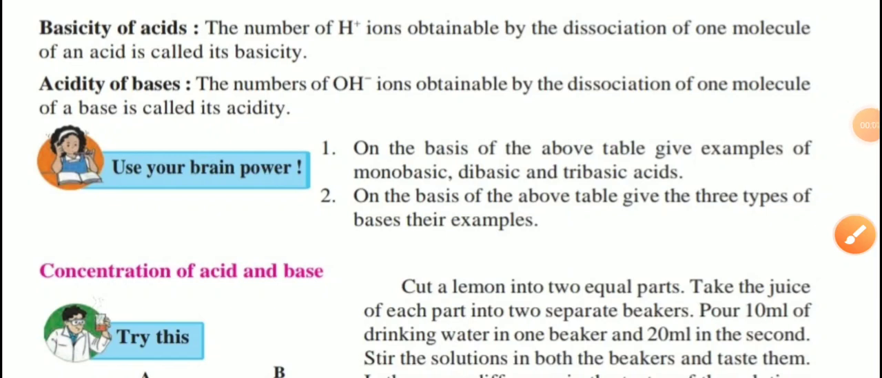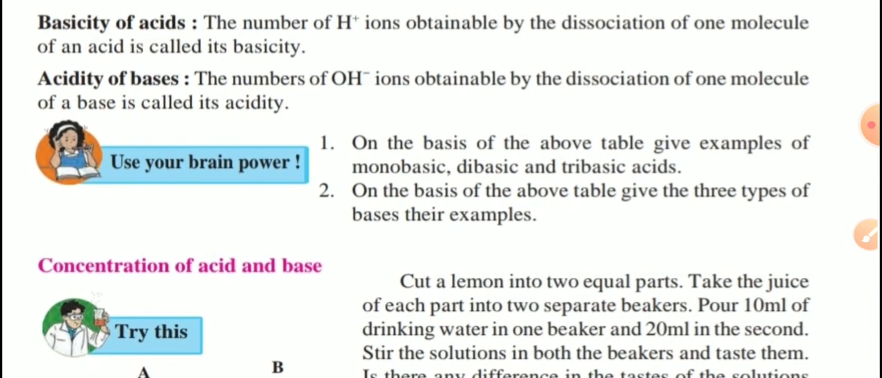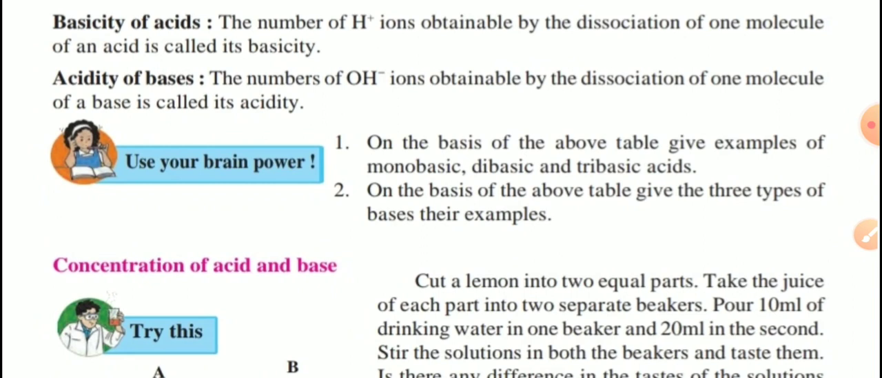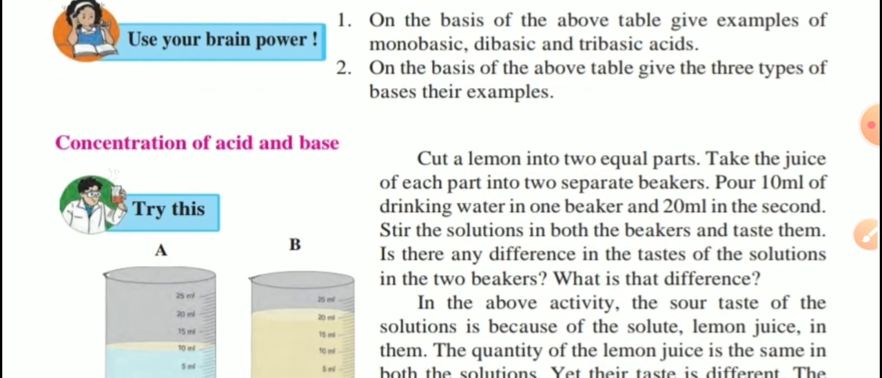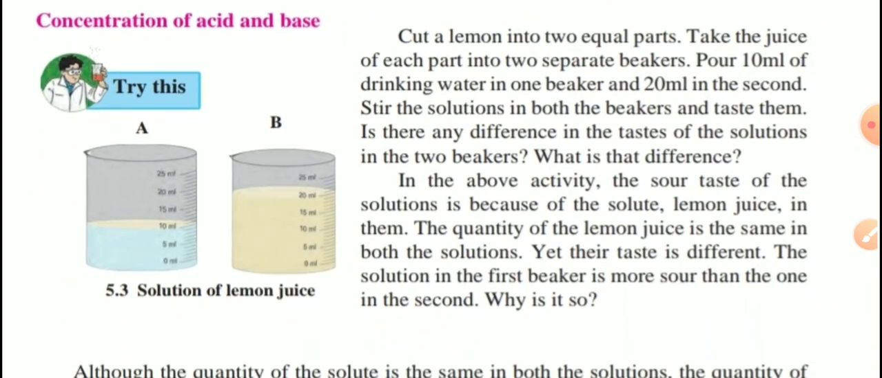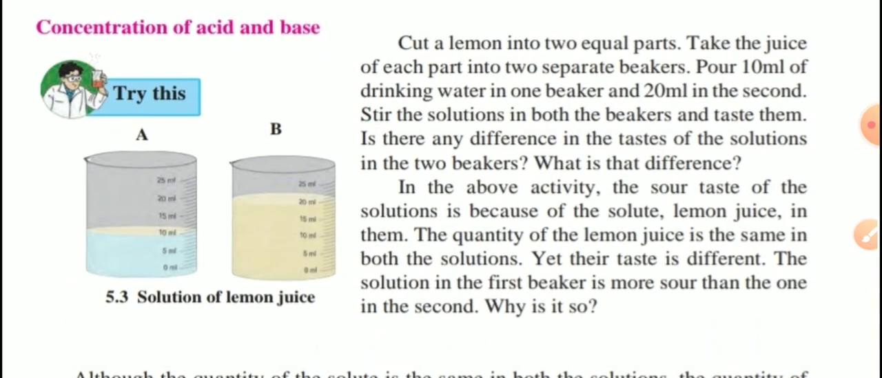Hello students, last time we started lesson number 5, acids, bases and salts. We learned the definition of ionic bonds, electronic configuration of some ionic compounds, then definitions of dissociation, acid, base, strong and weak acids and bases, basicity of acids and acidity of bases. Clear? Today we continue with the next point, that is concentration of acids and bases.